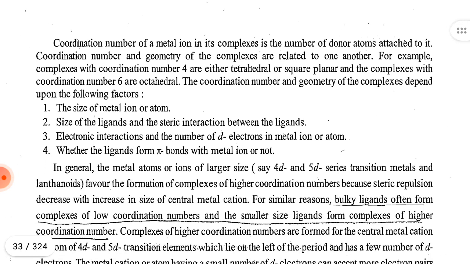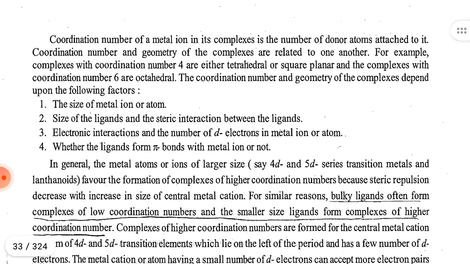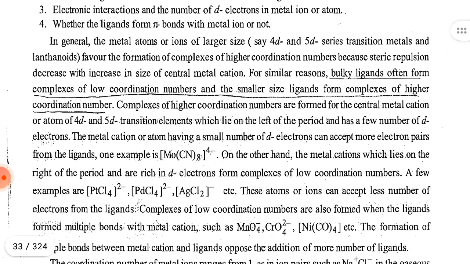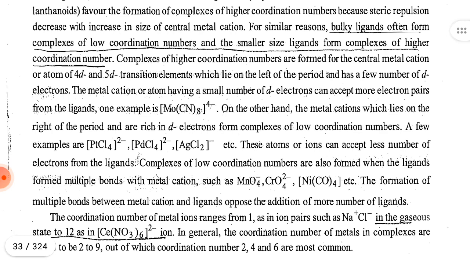In general, metal atoms or ions of larger size, say 4d and 5d series transition metals and lanthanoids, favor the formation of complexes of higher coordination number because steric repulsion decreases with increase in size of the central metal cation. For similar reasons, bulky ligands often form complexes of low coordination number and smaller ligands form complexes of higher coordination number.